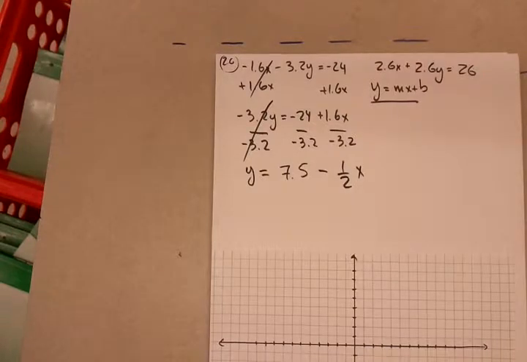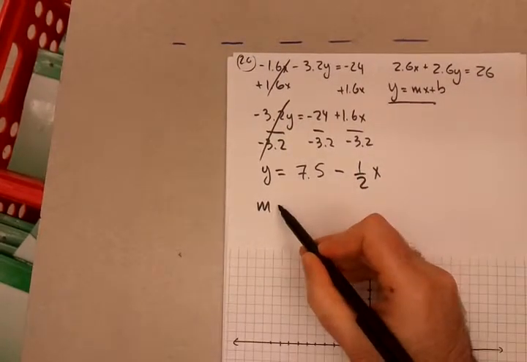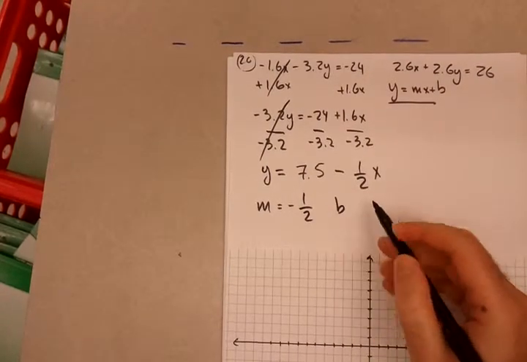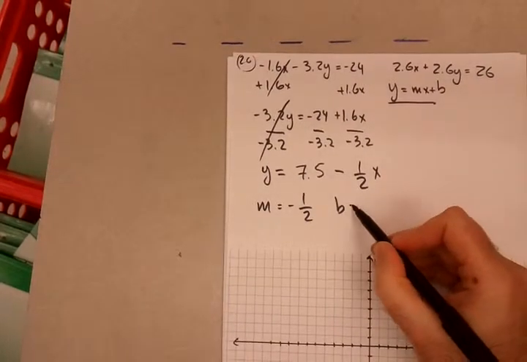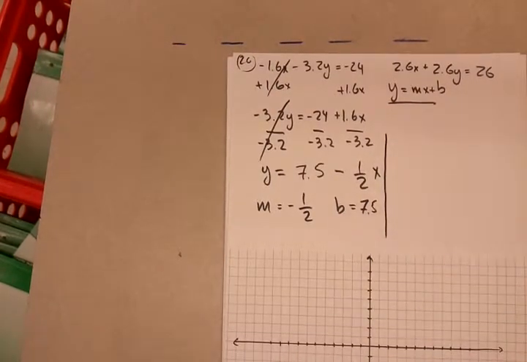So I know dividing with decimals, not the easiest thing. This is why I chose this problem to do. So slope is going to be whatever's next to the x. That's a negative 1/2. The intercept is whatever's alone by itself. That's 7.5. So that's for the first equation. Let's go ahead and solve the second one.